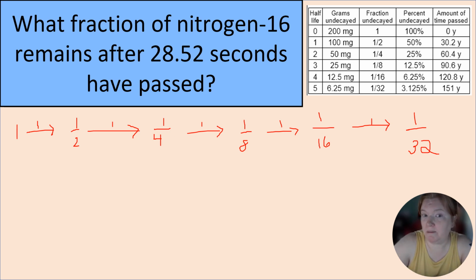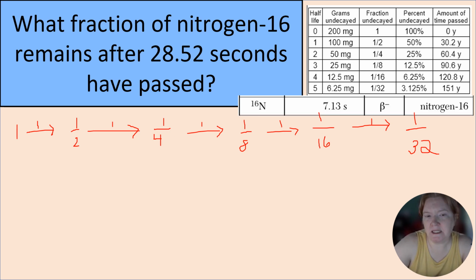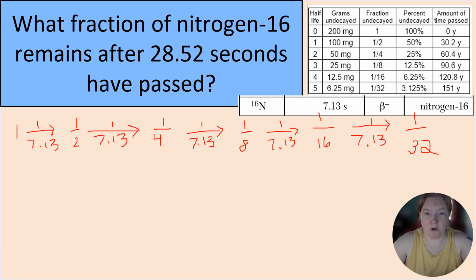But now I need some information about nitrogen. Nitrogen-16 has a half-life of 7.13 seconds. So this half-life from 1 to 1/2 took 7.13 seconds. The next half-life took 7.13 seconds. This next half-life took 7.13 seconds, and so did this one and this one. I need to find 28.52 seconds. So add these two up. What do I get?